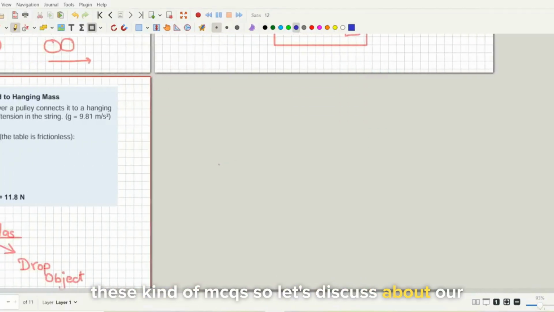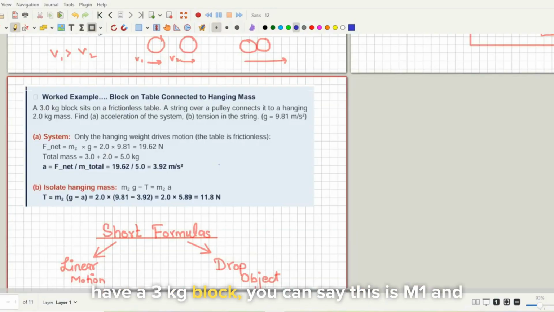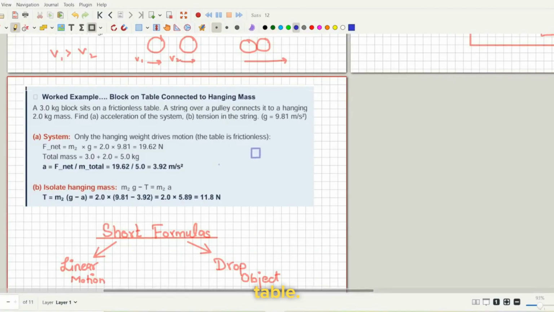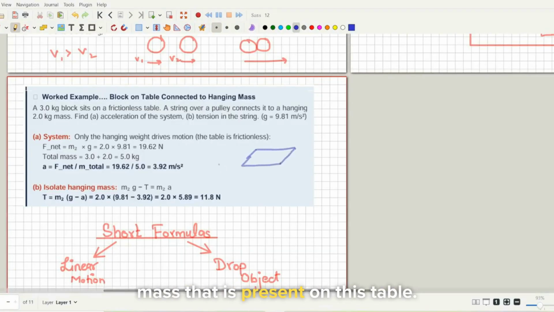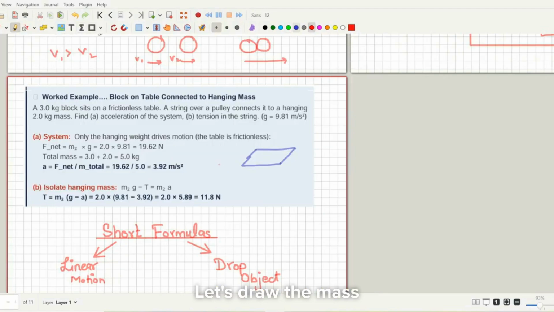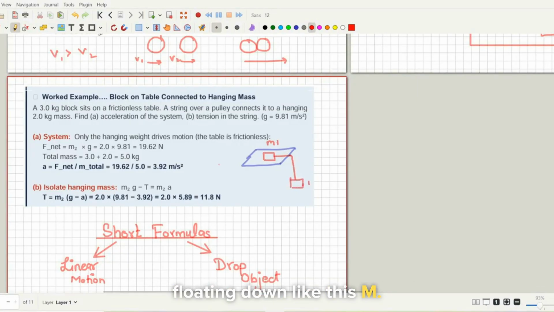So let's discuss the MCQ that we were going to solve here. The MCQ says that you have a 3 kg block. You can say this is M1 and it is on a frictionless table. Let me draw the table for you. Imagine this is a table and you have a mass present on this table. Let's draw the block, and the block is M1 and it is connected with a mass M2 that is hanging down like this, M2.